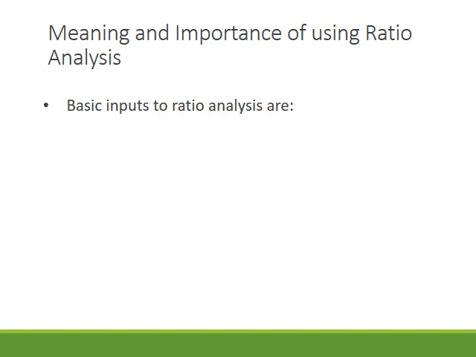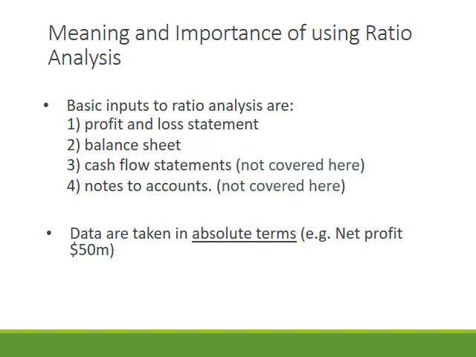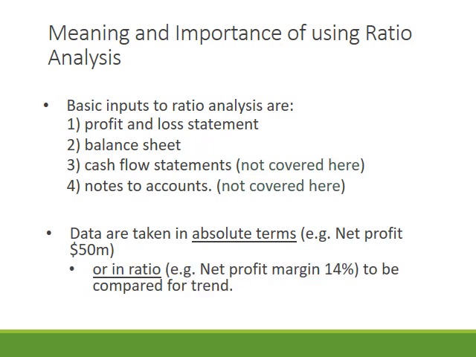Basic inputs to ratio analysis are figures from the profit and loss statement and balance sheet. Regarding cash flow statements and notes to account, we will not cover them in this lecture. Data are taken in absolute terms. For example, net profit 50 million. You will take the whole 50 million as net profit, the absolute figure. Or in ratios like net profit margin 14%, to be compared for trend.